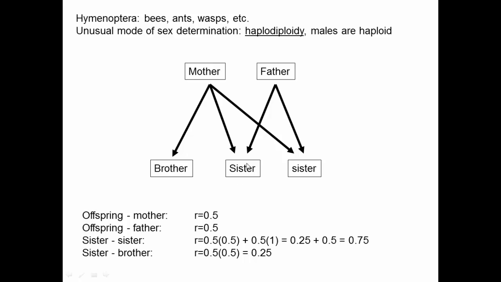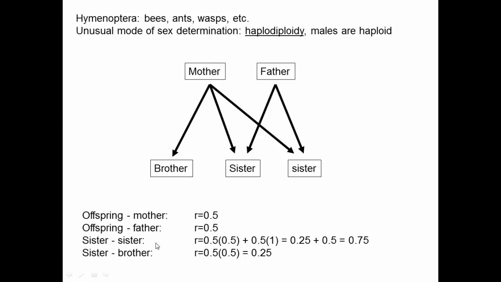On the other hand, what's the chance of an allele in this female is in her brother? The allele here, 50% chance it came from the mother. If it came from the mother, 50% chance it went to the brother, and that's it, right? Because there's no relatedness through the father. So they're related by 0.25.